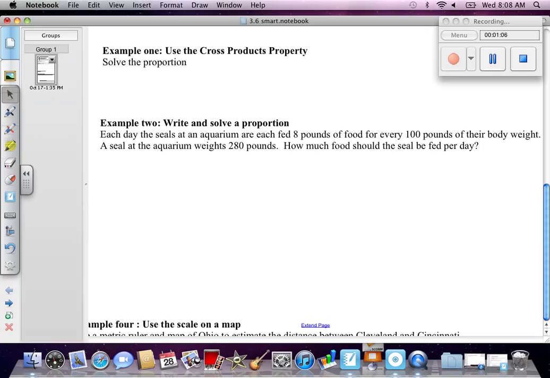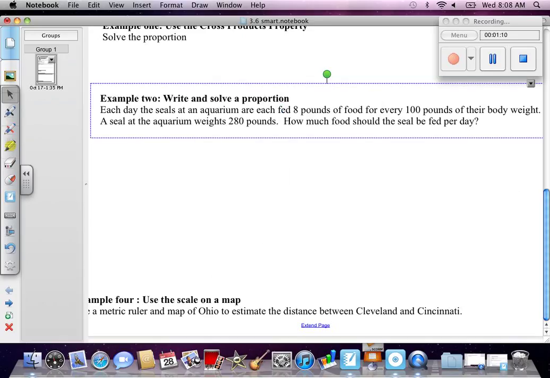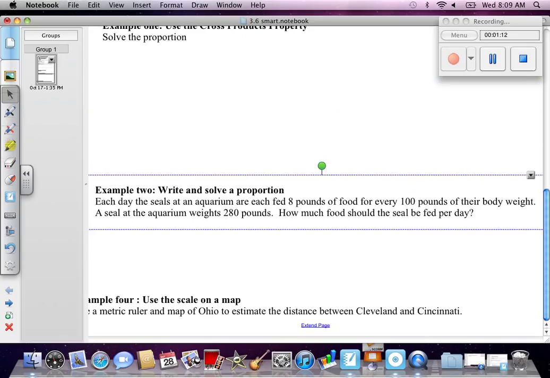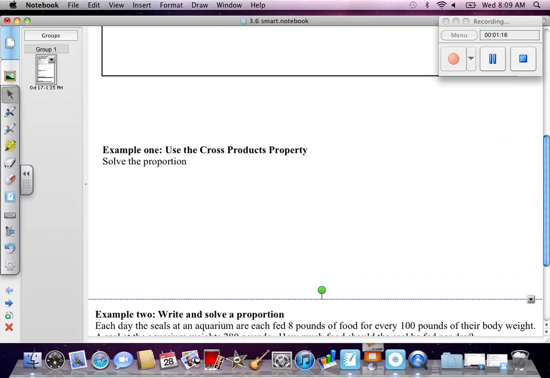You don't want to check the background color? No, Daniel.